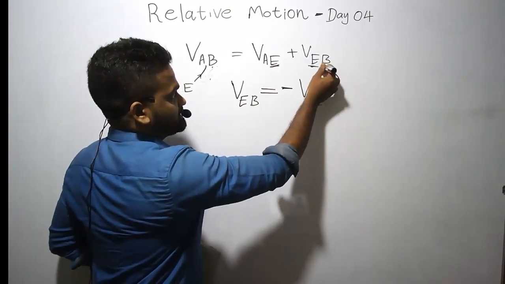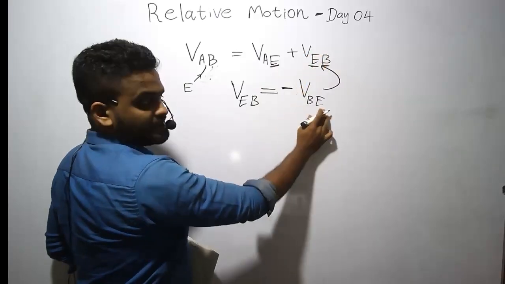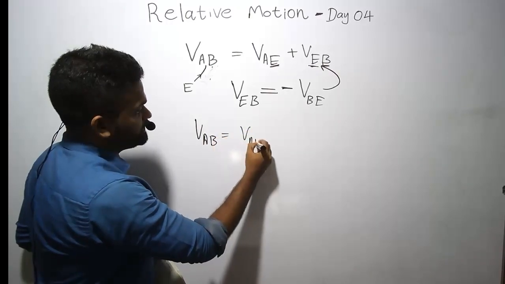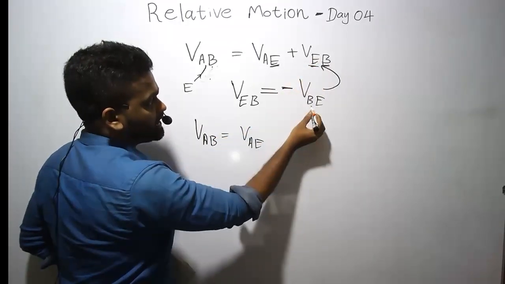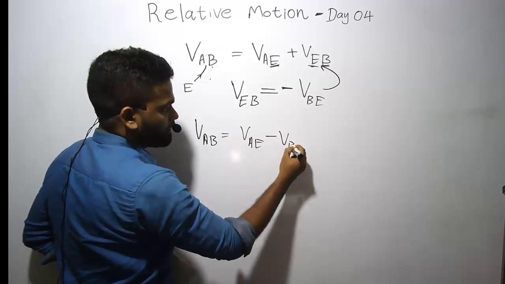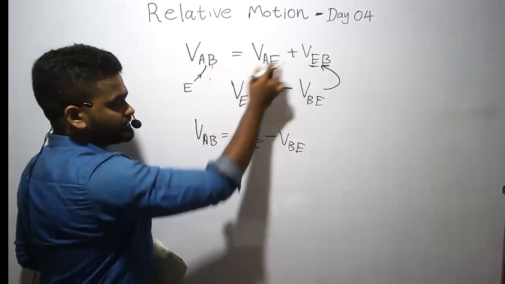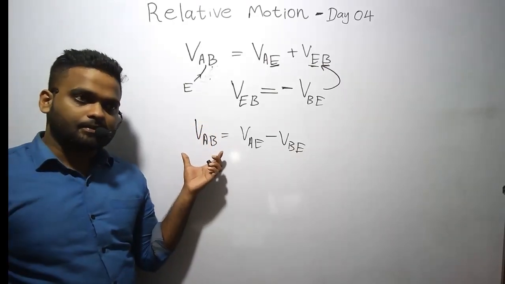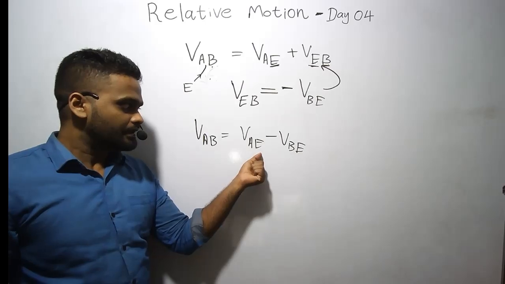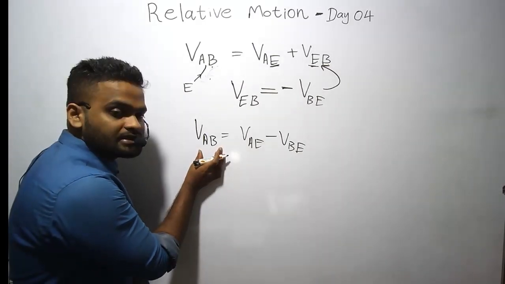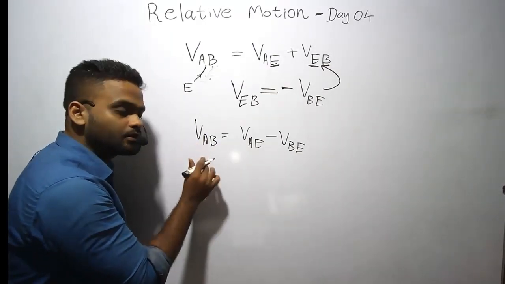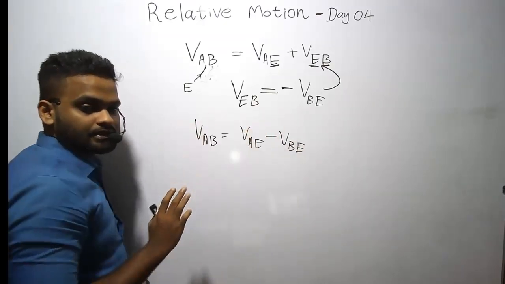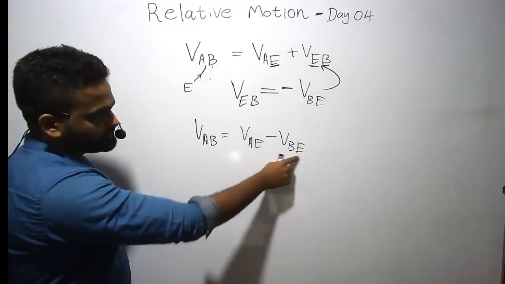Then I'm going to apply this to VEB. I'm putting minus VBE. So we can modify this equation like this. VAE, instead of EB, I am putting minus BE. So you can modify this equation like this. So according to this equation, what does it say? Relative velocity between two objects is equal to the difference of those velocities. This is the difference of velocities, right? These are Earth relative velocities.